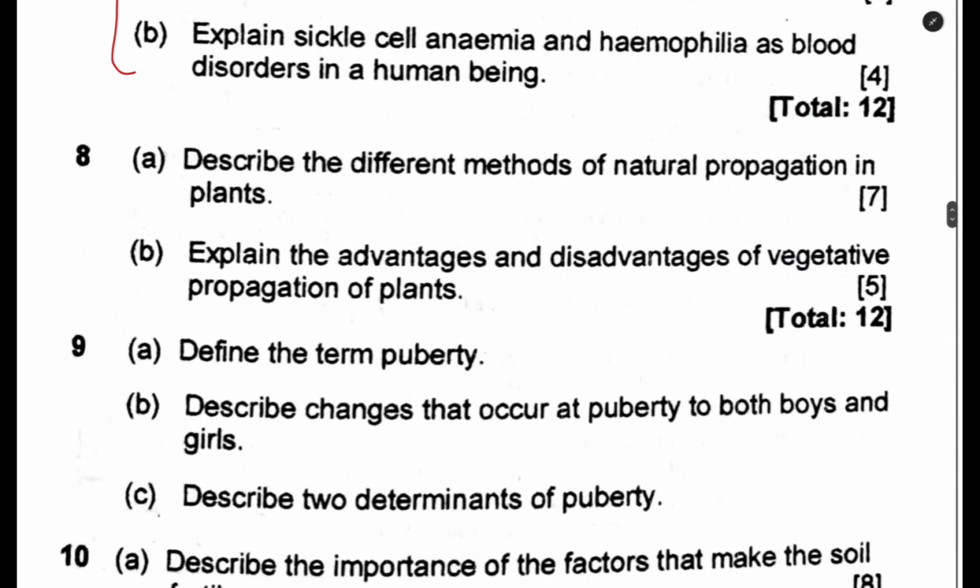Then question 8, describe the different methods of propagation in plants. Explain the advantages and disadvantages of vegetative propagation. This one we've seen at some point. So if you go through reproduction, the first part, that is where you find it.